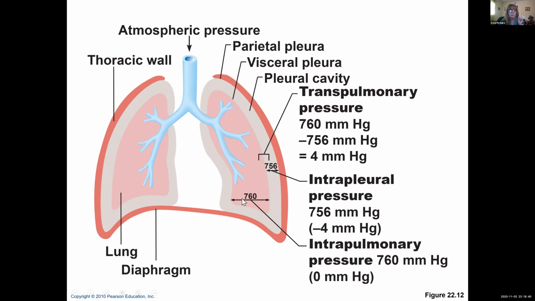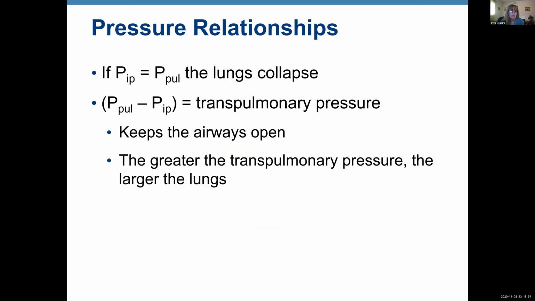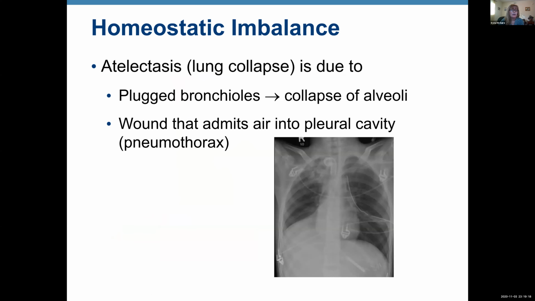So the pulmonary pressure and intrapleural pressure cannot be equal. If they are equal, then the lungs collapse, right? So when we find this transpulmonary pressure, we take pulmonary minus intrapleural, which gives us 4 millimeters mercury. This is what keeps the airway open. The greater the transpulmonary pressure, the larger the lungs, right? That makes sense? Okay. Now, atelectasis is this lung collapse.